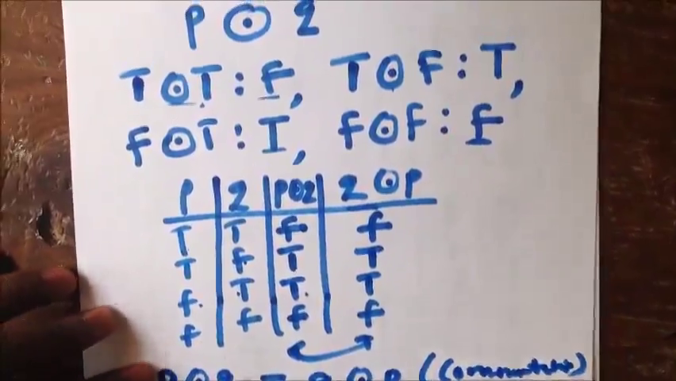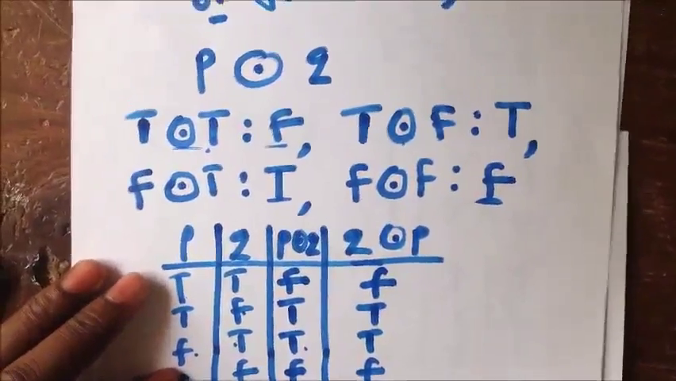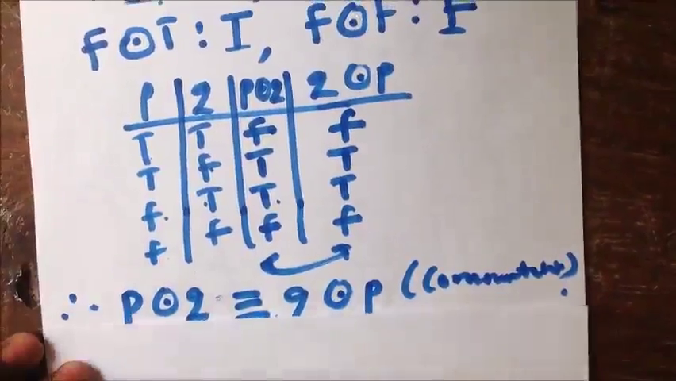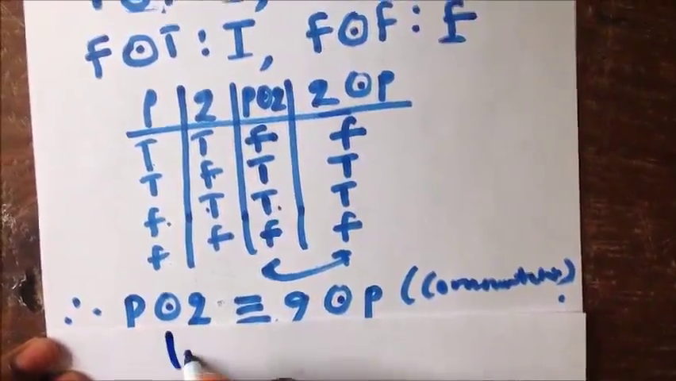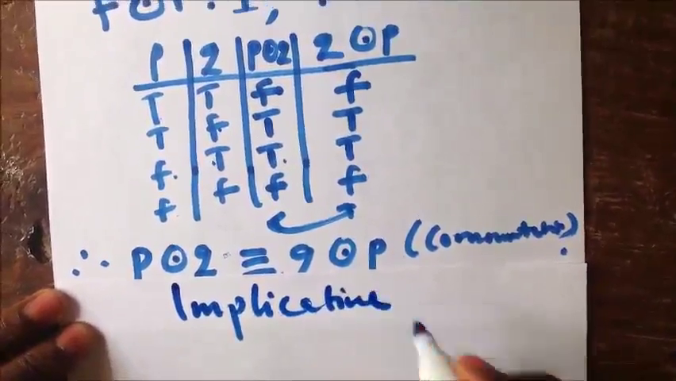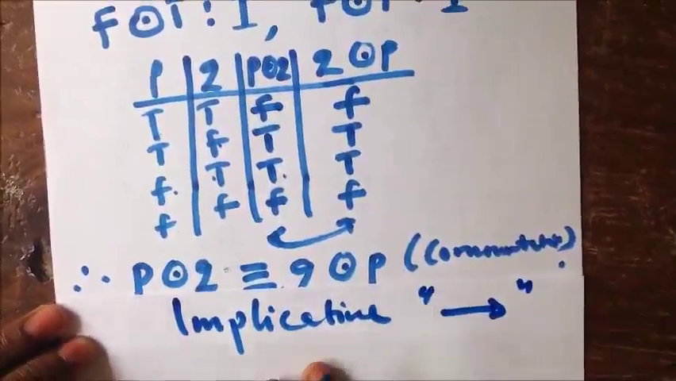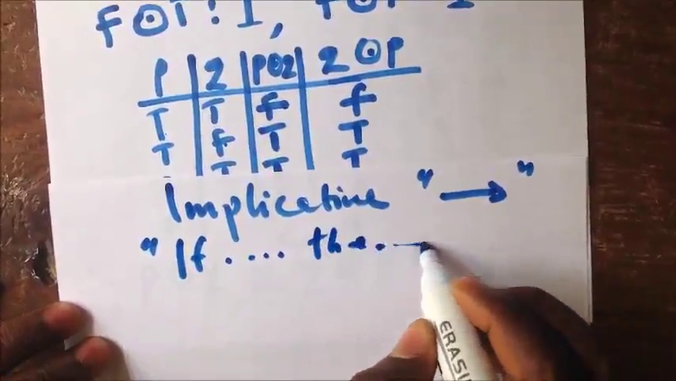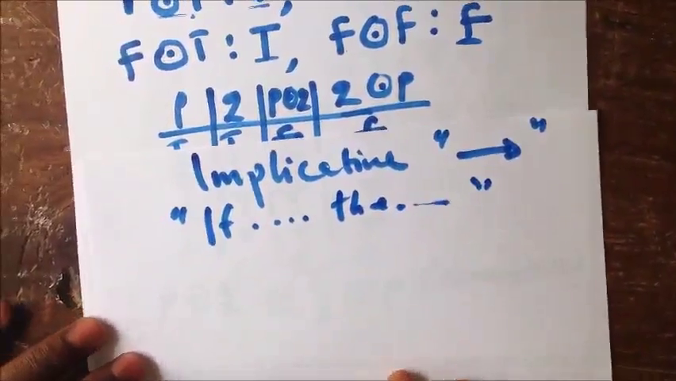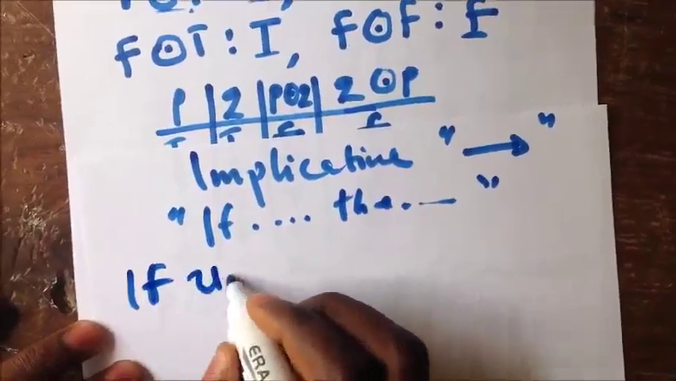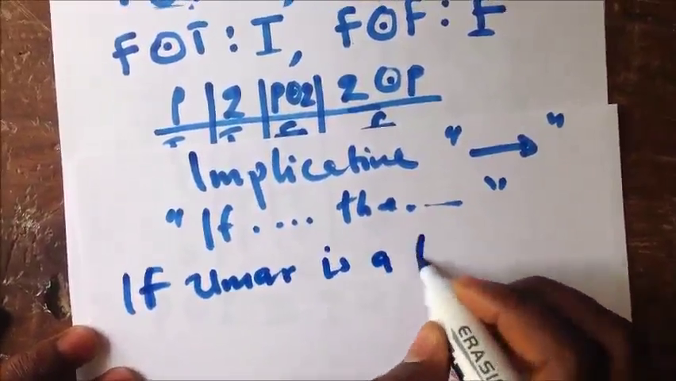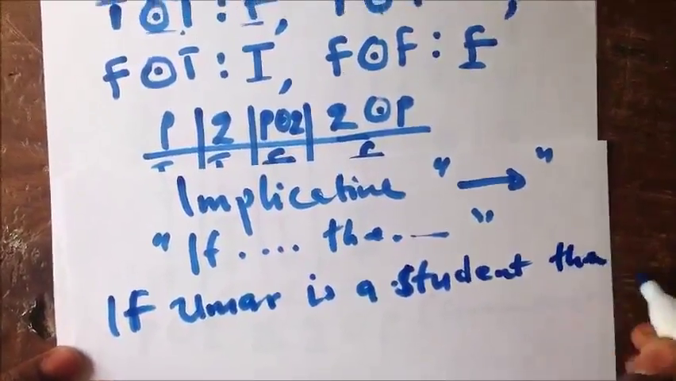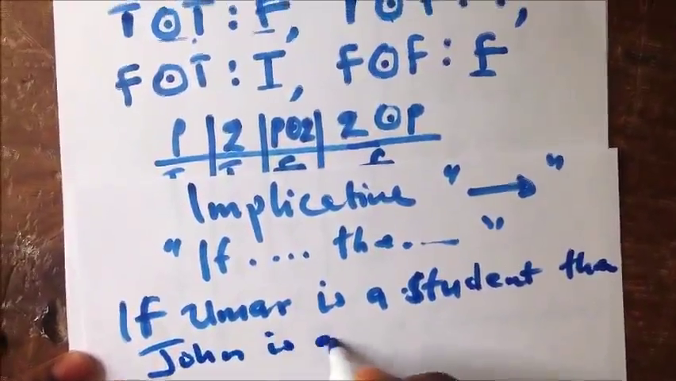The next thing that we are going to talk about after exclusive or is the implication operator. Implication is represented by this symbol, and it occurs normally in a sentence in the form of an if-then statement. Now this is how it occurs. Let's take an example. If Omar is a student, then John is a governor.